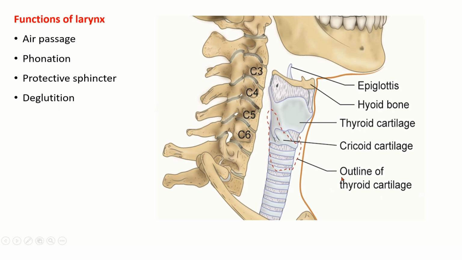See here, the labeling is wrong. So it is the outline of the thyroid gland, not the thyroid cartilage. This is the thyroid cartilage, this is the outline of the thyroid gland.